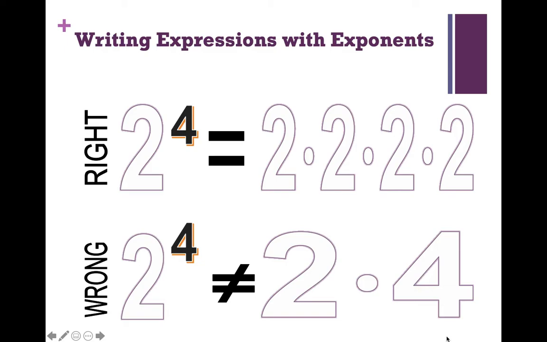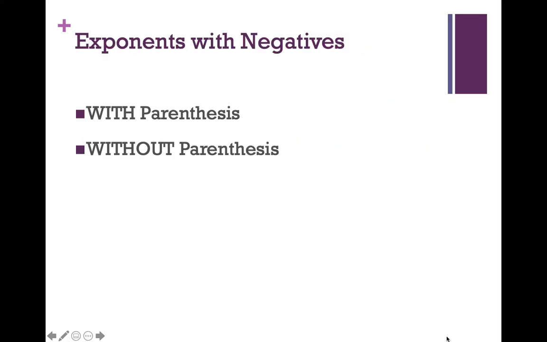What I want to focus mostly on is what to do when there are exponents and negatives involved. There are 2 different scenarios you will encounter. You will encounter some examples with parentheses around the base, and there will be some examples without parentheses around the base. So let's first look at the types with parentheses.